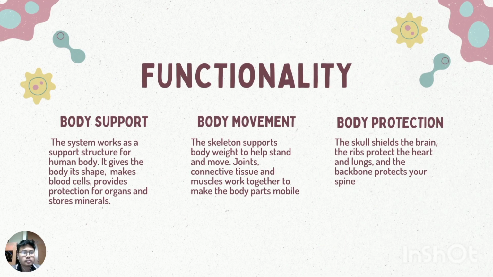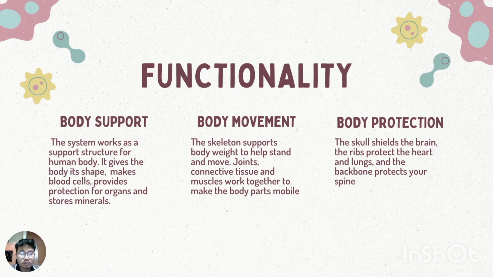So what are the functions of the skeletal system? They are body support, body movement, and also body protection. This system works as a support structure for the human body. It gives the body its shape, makes blood cells, especially red blood cells, provides protection for the organs, and stores minerals. The bones also support body weight to help us stand and move.